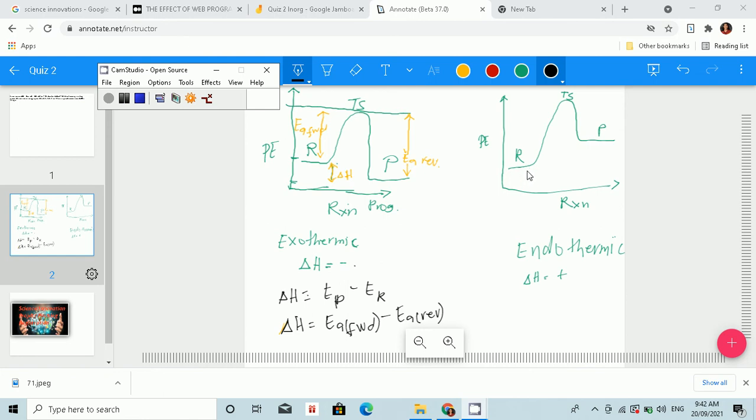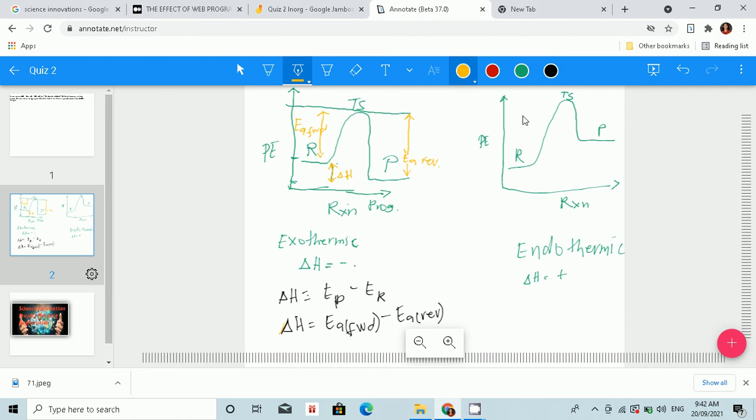Now let's go to this case. Suppose the energy of activation in the forward reaction is higher, and then we have the reverse. The energy reverse is lower than the energy forward. So it is an endothermic reaction. It absorbs heat for the reaction to proceed and to form a product. So delta H is positive. The enthalpy is positive.